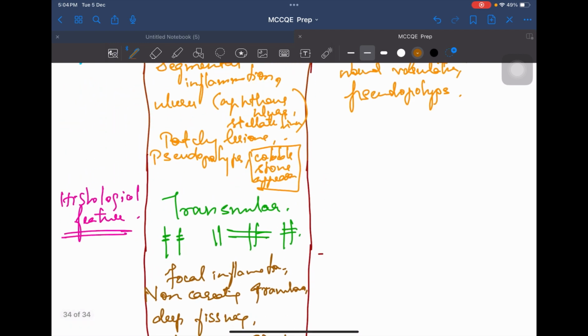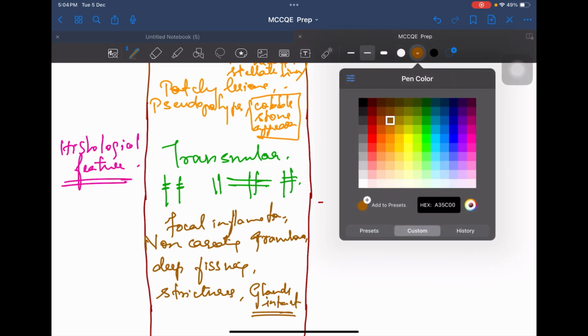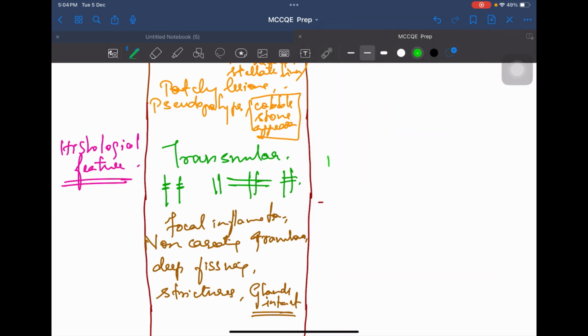What about ulcerative colitis? Here, it's only the mucosal distribution. It doesn't involve the whole wall of the GIT. Okay. So it involves only the mucosa. So mucosal distribution, and it's a continuous disease.